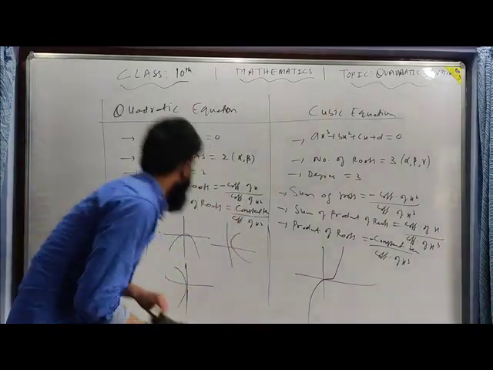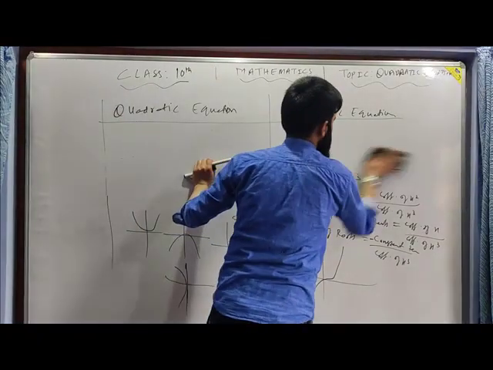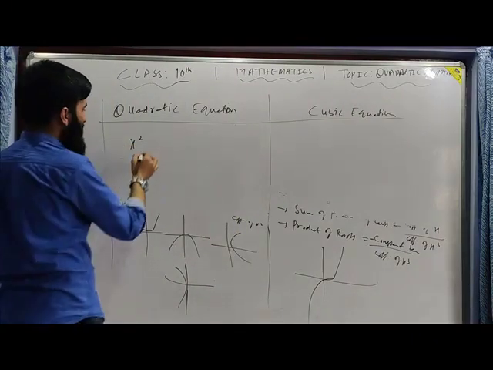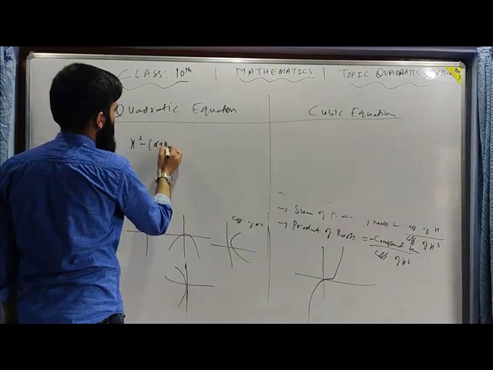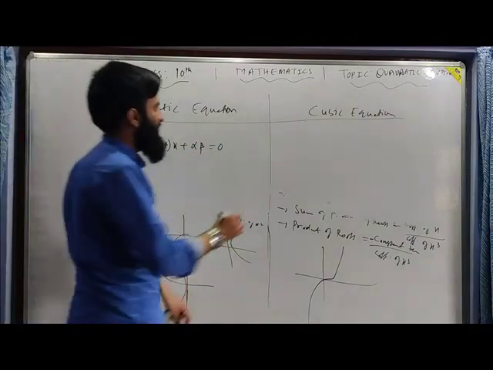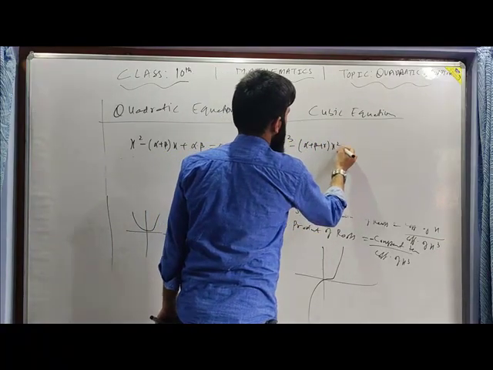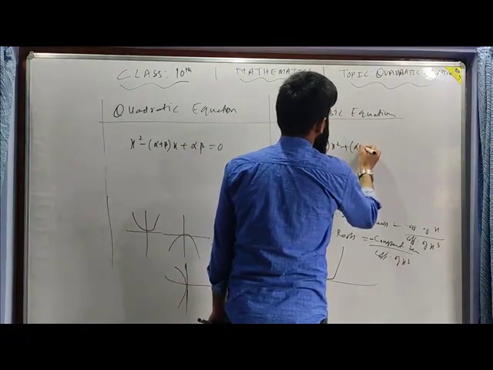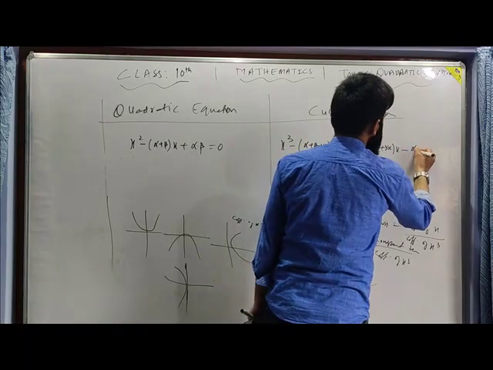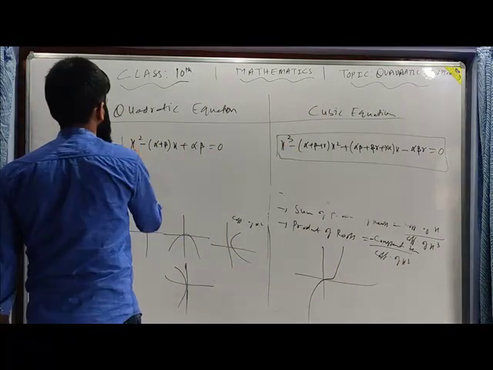One important thing you can have in the quadratic and cubic equations is their formulation. How to formulate them? We can formulate the quadratic as x square minus sum of roots times x plus product of roots is equal to 0. For the cubic we have x cube minus sum of roots times x square, plus sum of product of roots, alpha beta plus beta gamma plus gamma alpha, times x, minus product of roots, alpha beta gamma, is equal to 0. This is the formulation for the cubic equation, and that is the formulation for the quadratic equation.